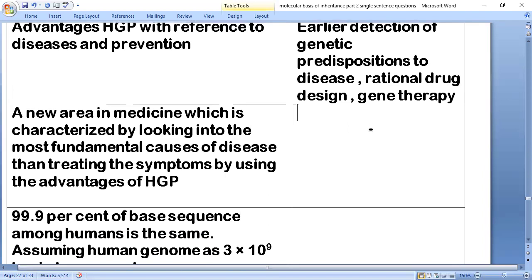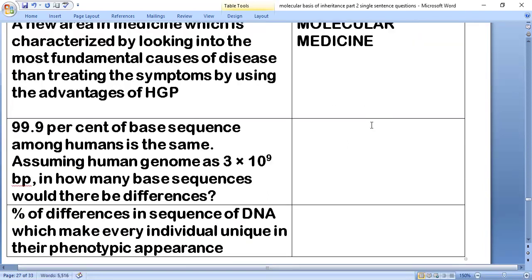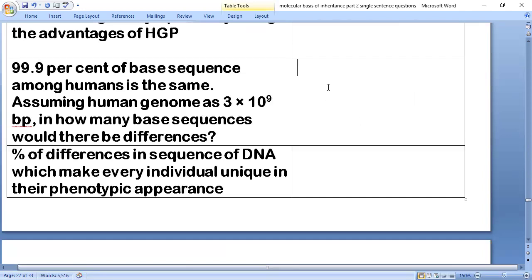A new area in medicine which is characterized by looking into the most fundamental causes of disease, then treating the symptoms by using advantages of HGP, is molecular medicine.